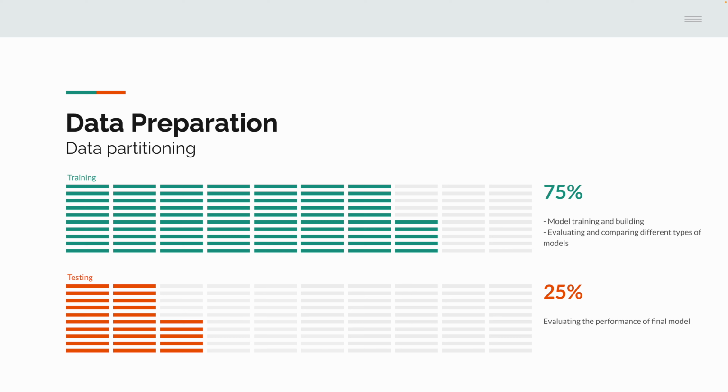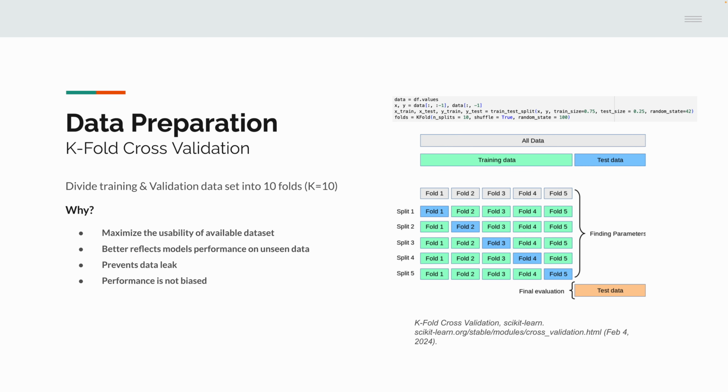We will split the dataset into two parts, with 75% used for model training and for evaluating and comparing different types of models. The remaining 25% will be used for evaluating the performance of the final model. To maximize the use of our existing data and to avoid potential bias and data leakage in model performance, we adopted the K-fold cross-validation model evaluation method. So we divided the training and validation datasets into 10 folds.